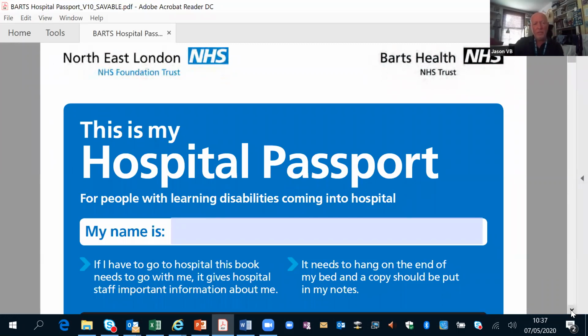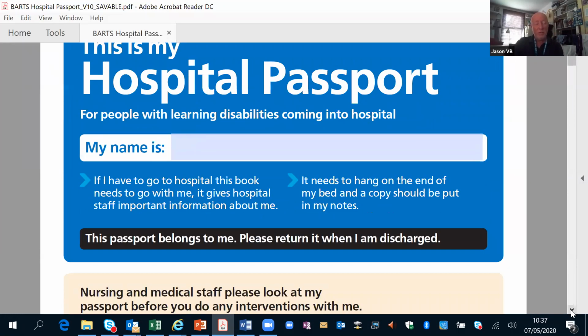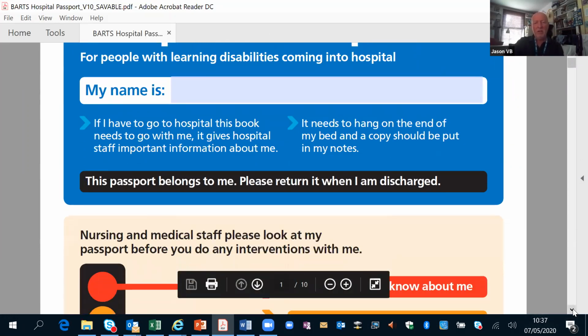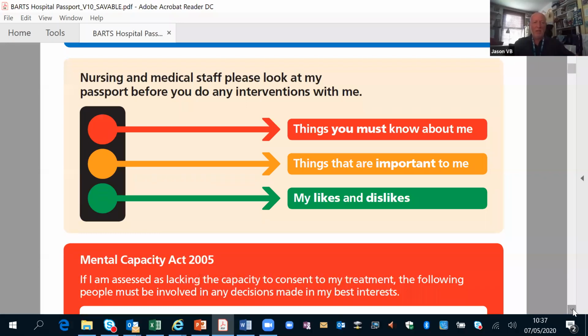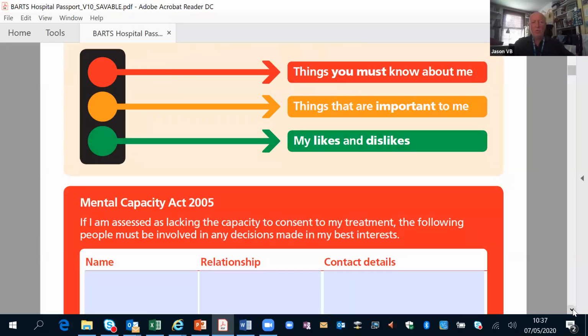So first of all, that's the first page of the hospital passport, and you can see it's quite a visual thing. If you see that printed off in colour, people will see that straight away. In a nutshell, I want you to imagine that the person you're caring for, your loved one, is in hospital, and they're on their own.